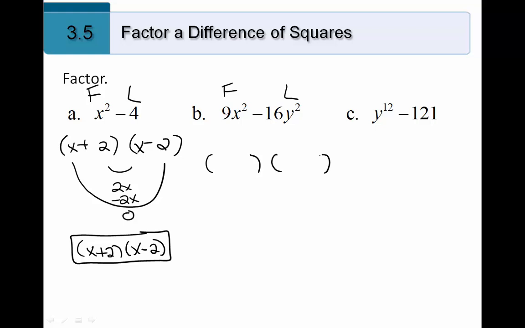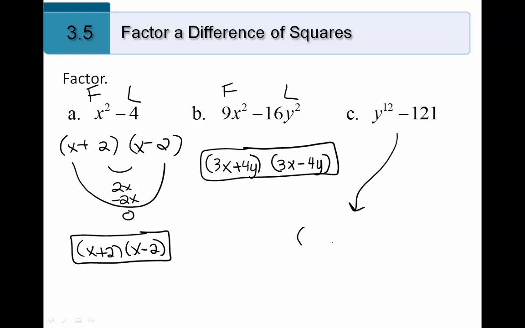Nine x squared, a perfect square that comes from multiplying 3x multiplied by 3x. 16y squared comes from multiplying 4y multiplied by 4y. One will be positive, one will be negative. Or you can have the factors written in the other way because of the commutative property. y to the 6th multiplied by y to the 6th is equal to y to the 12th. And 11 multiplied by 11 is 121. One positive, one negative.